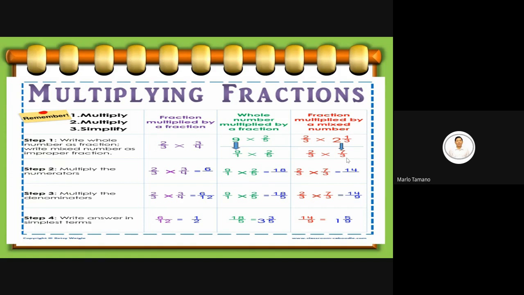So you are done with step number 1. You changed the mixed number into an improper fraction, which is 7 over 3. Let us now proceed to step number 2. Multiply the numerators. 2 times 7 is 14. Step number 3, multiply the denominators. 3 times 3 is 9. The product is 14 over 9. That is the new fraction.